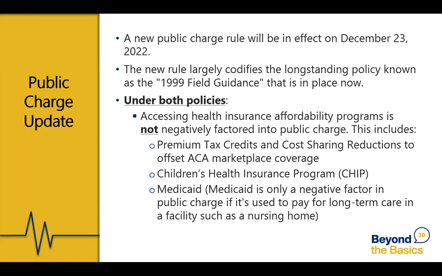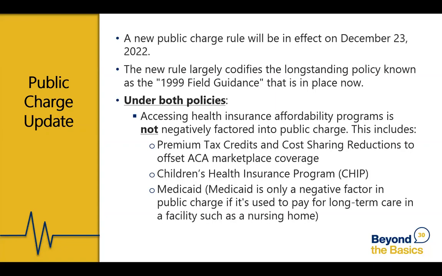A public charge is a person who is dependent on the government for support. So there's a lot of concern about whether using public programs will make a person ineligible for LPR status as likely to become a public charge. Now, earlier this month, the administration published their final regulations on public charge. Those regulations are slated to take effect on December 23rd. There is always the possibility that their implementation will be delayed by litigation. However, the new regulations largely codify the 1999 field guidance, which is the policy that is in place currently.